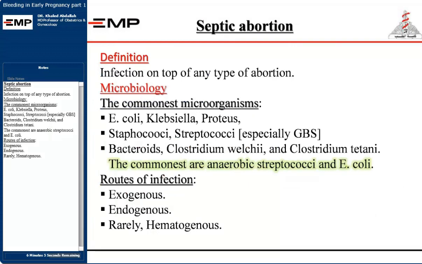Septic abortion. Definition: infection on top of any type of abortion. Microbiology: the commonest microorganisms are E. coli, Klebsiella, Proteus, Staphylococcus, Streptococci, especially GBS, Bacteroides, Clostridium welchii and Clostridium tetani. The commonest are anaerobic Streptococci and E. coli. Routes of infection: exogenous, endogenous, rarely hematogenous.